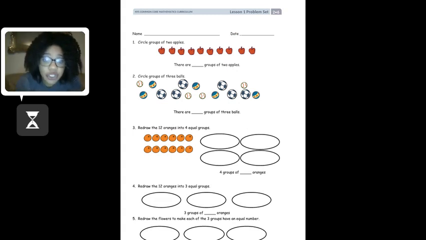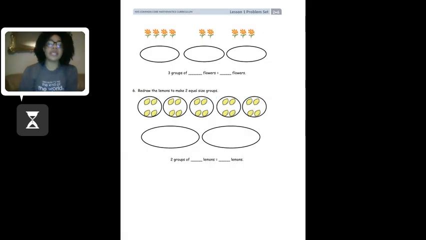So the question told us, if we look back, that we have to redraw the flowers to make each of the 3 groups have an equal number. So in each group, we want to have an equal number. And today on this problem, we're going to pretend that each group is a flower pot. And we want to make sure that in each of our flower pots we have the same equal number of flowers, so it's fair and they can grow, and they could use their water and the minerals to grow and be healthy flowers, just like we learned in science earlier this year.